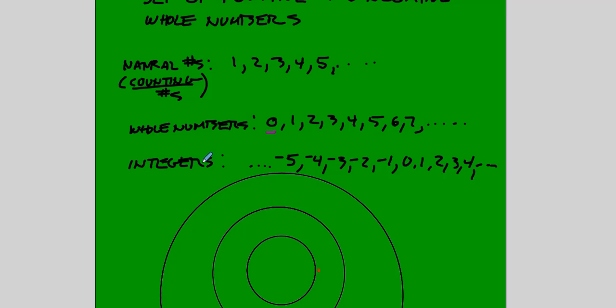And then you have the integers, which are your whole numbers, plus the opposite of each of the whole numbers. Well, the opposite of 0 is 0, but the opposite of 1 is -1. The opposite of 2 is -2. The opposite of 3 is -3. So the integers are your positive and negative whole numbers.